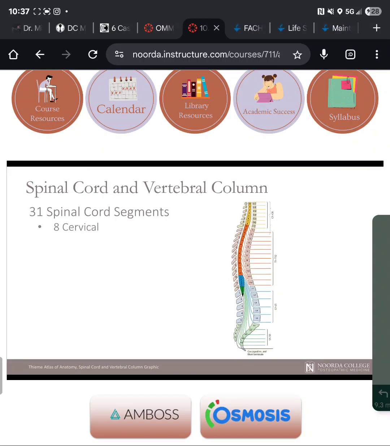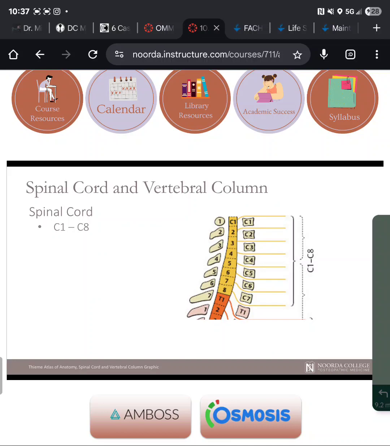There's 8 cervical segments, 12 thoracic segments, 5 lumbar segments, 5 sacral segments, and then 1 coccygeal segment. So let's take a look at each of these regions and see how they're unique. Zooming into the cervical region, we see the 8 cervical spinal cord segments, and you'll notice that there are only 7 cervical vertebrae. So what's up with that?